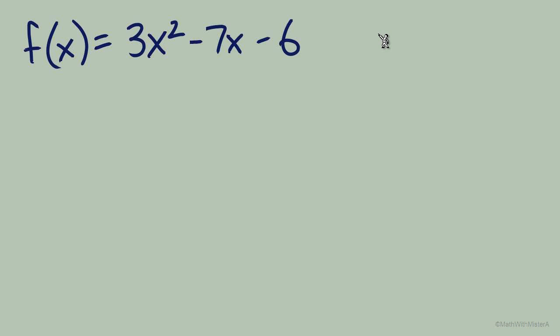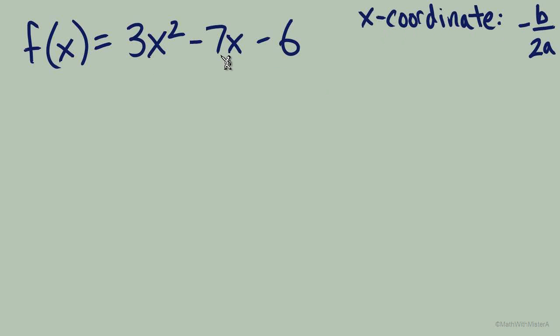The way to find the vertex of the parabola is to use the formula. The x-coordinate of the vertex is at the point negative b over 2a. And remember, a, b, and c are our coefficients of this quadratic function. So a equals 3, b equals negative 7. Let's plug those into this expression, negative b over 2a, and it equals a positive 7 over 6. So we know that the x-coordinate of the vertex is 7/6.